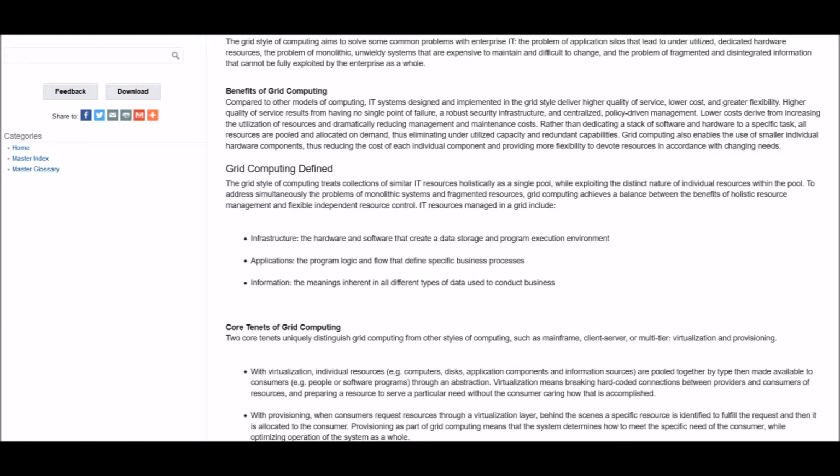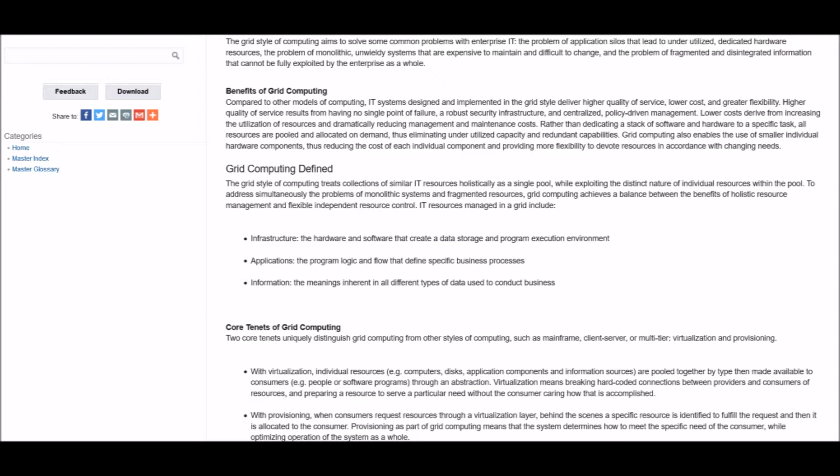Now, the grid architecture has two main core tenets: virtualization and provisioning. With virtualization, all individual resources, like computers, applications, and information sources, are pulled together by the type that they are. So again, computers, applications, and so forth. They're pulled together by that type and then made available to consumers through an abstraction. Virtualization is basically just breaking hard-coded connections between providers and consumers of resources and preparing a resource to serve a particular need without the consumer caring how they get it.